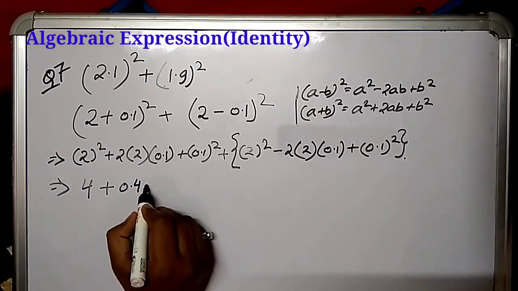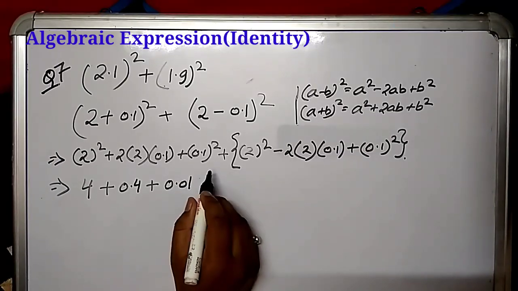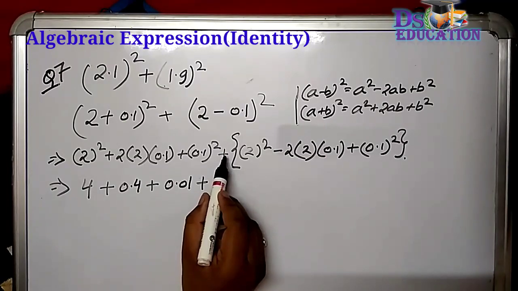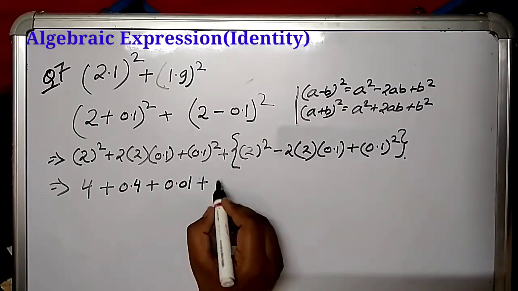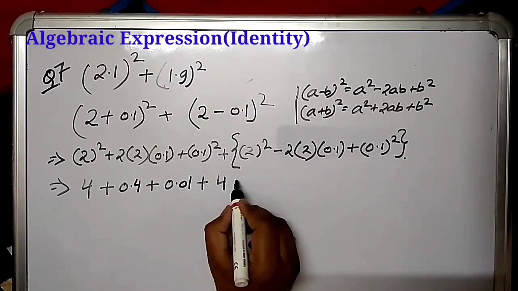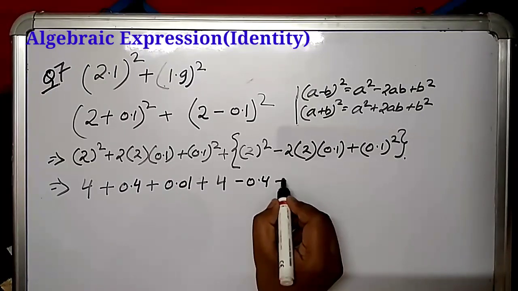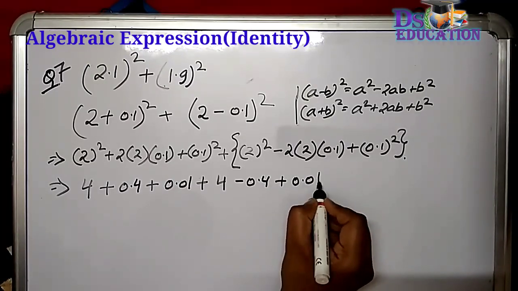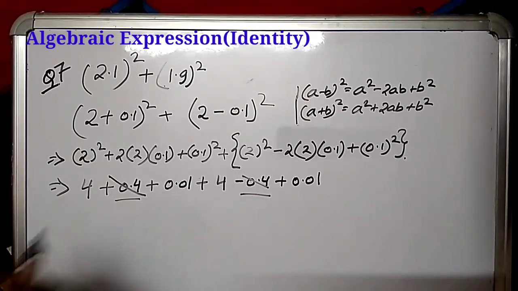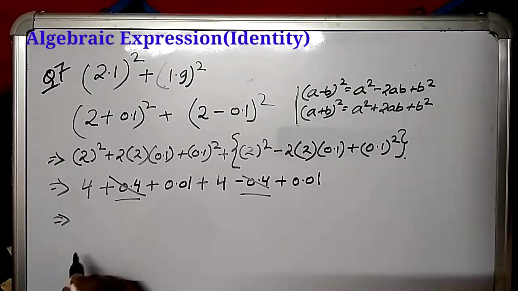Next is plus 0.01. Now here it is plus. I am opening the bracket. When there is a plus outside, there will be no change in the sign of the terms inside. So it is 4 minus 2 to the 4 and again 0.4 plus 0.01. Now see here, these two are the same terms with plus and minus signs, so they would be cut off. The total answer will be how much?